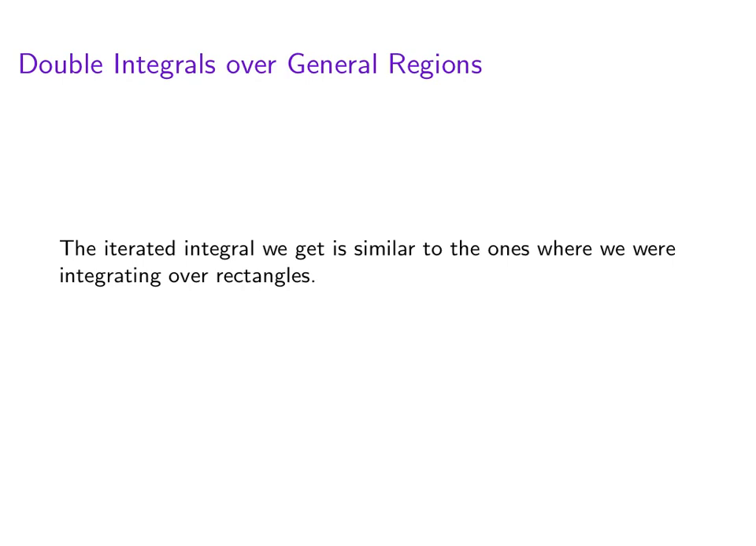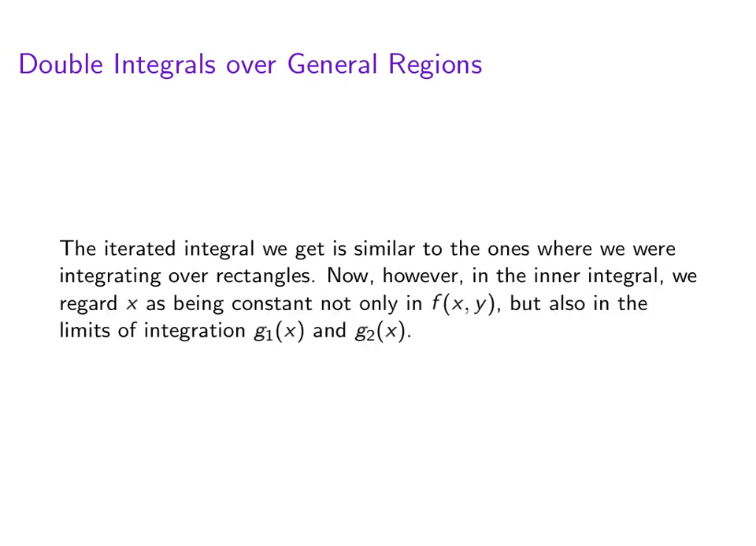Now that iterated integral we get is actually pretty similar to the ones when we were just integrating over rectangles. Notice now that in the inner integral we have to do two things. We'll regard x as being constant, not just in the function, but also in the limits of integration. In the coming videos, we'll show some examples of how to compute some integrals over type 1 regions, and then of course we'll move on and talk about what's known as a type 2 region. Okay, that's all for now.